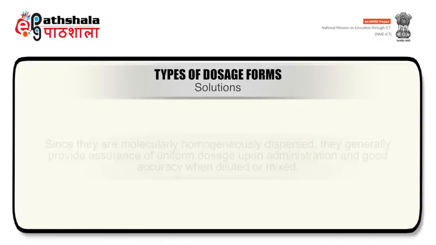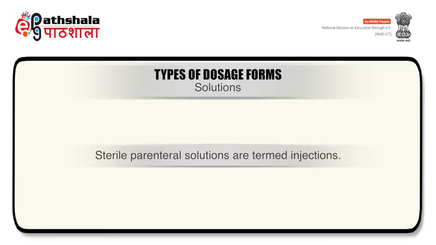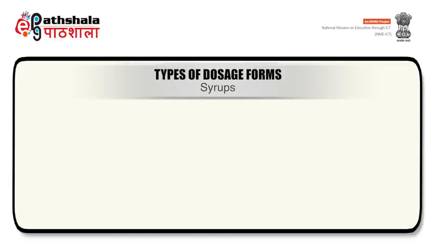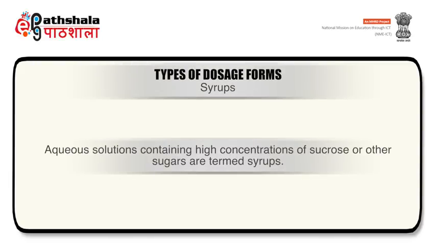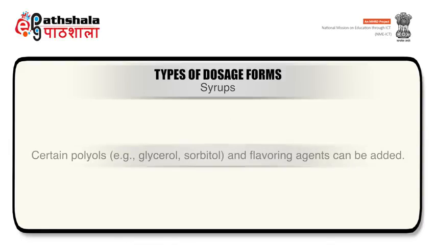The United States Pharmacopoeia currently identifies solutions according to their intended use, for example, oral solutions, ophthalmic solutions, and inhalation solutions. Sterile parenteral solutions are termed injections. Syrups. Aqueous solutions containing high concentrations of sucrose or other sugars are termed syrups. The United States Pharmacopoeia lists syrup as a near saturated solution of sucrose in purified water. Certain polyols, that is glycerol and sorbitol, and flavoring agents can be added.